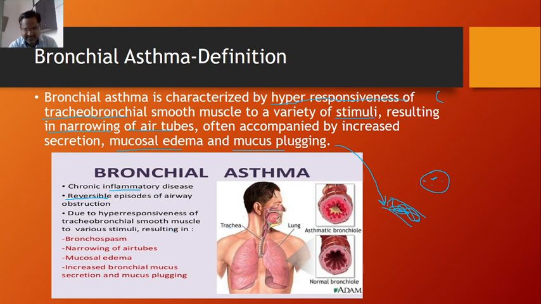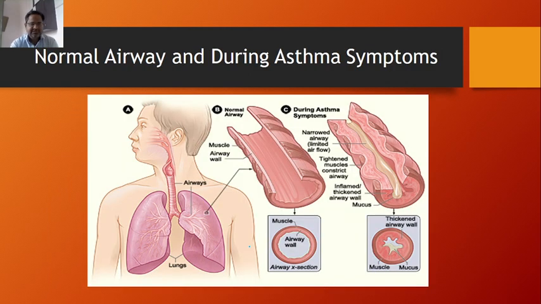This is the diagrammatic representation of your respiratory system. This is the trachea, this is the lung, this is the bronchi and the bronchioles, and this is the alveoli. In the asthma patient you can clearly see the tightened muscle, and there is an increase in mucus secretion as compared to the normal bronchioles. This is the basic difference between the normal airway and the airway during asthma symptoms.